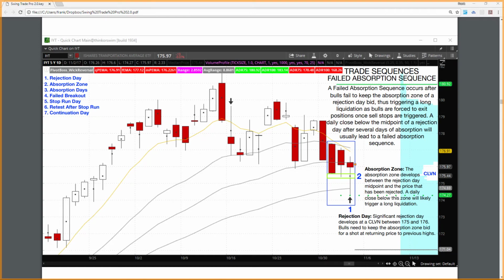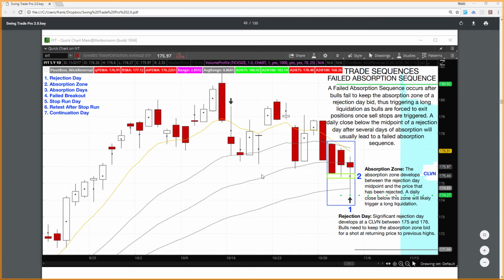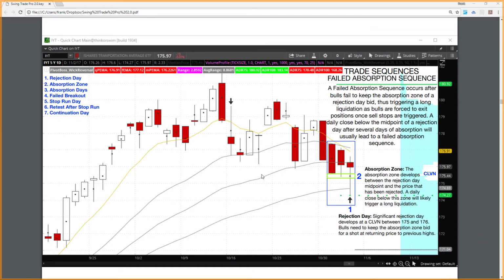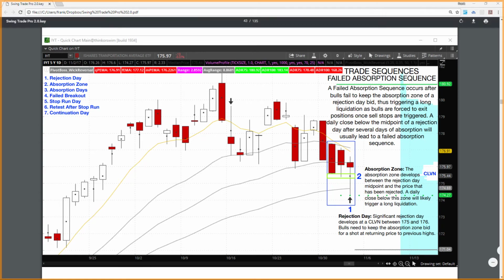But again, any pullback for bulls would be about here. So again, what we're looking for is how market participants are going to respond to a retest of the midpoint or the absorption zone. The absorption zone develops between the rejection day midpoint and the price that has been rejected. A daily close below the zone will likely trigger a long liquidation. Remember, with a rejection day midpoint, you've got to stay above it or you get a stop run to the lows. So it's all about the midpoint in this case.